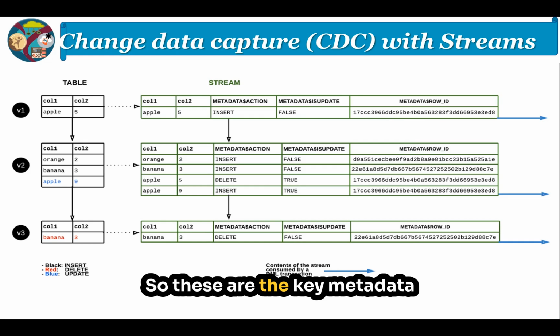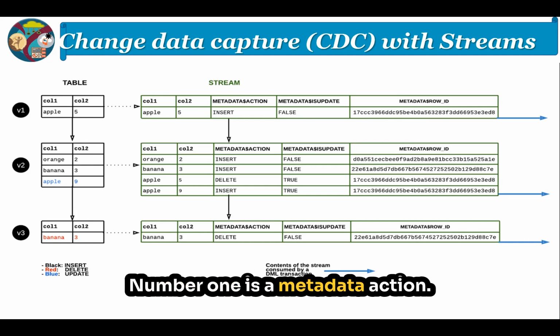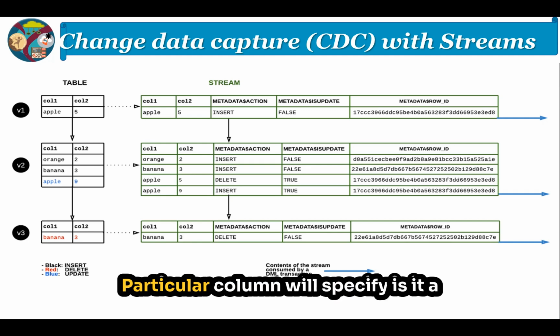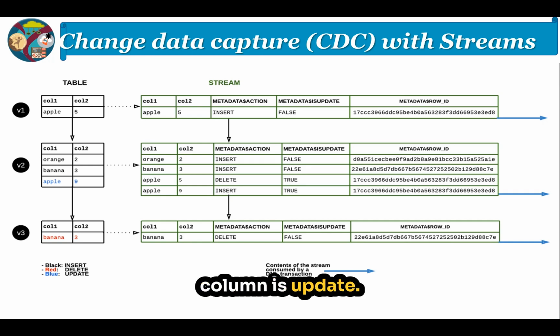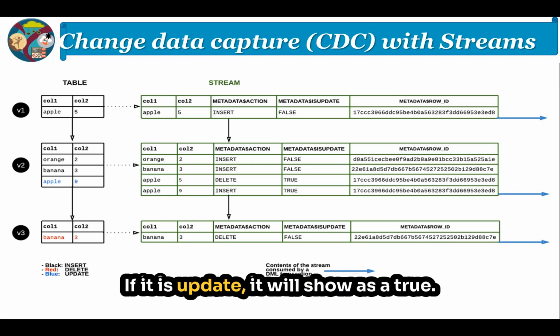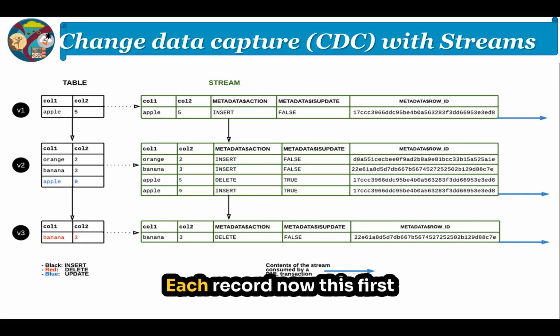So these are the key metadata columns populated by default by the stream, and the significance of each column. Number one is metadata action. This column specifies whether it is an insert, an update, or a delete. The second metadata column is is update. If it is an insert, it will always show as false. If it is an update, it will show as true. The third one is the row ID for each record.